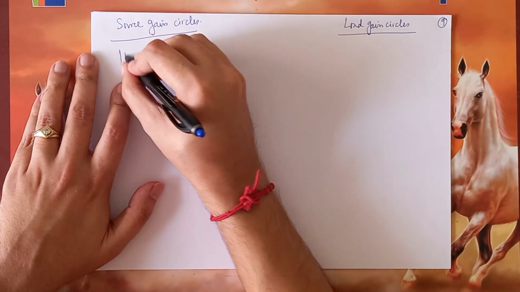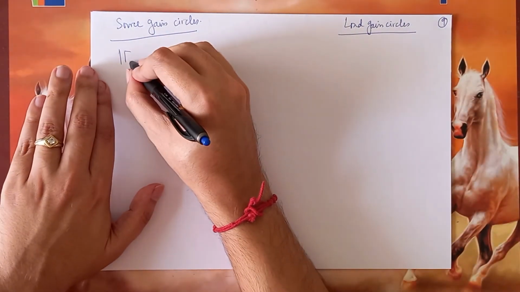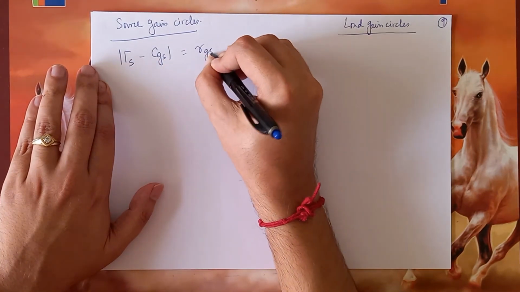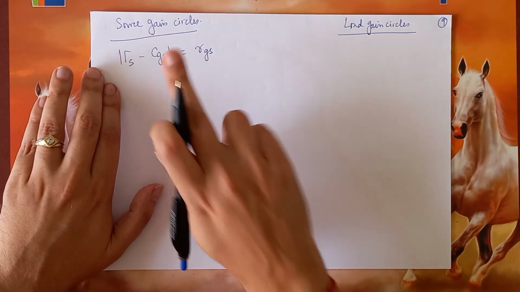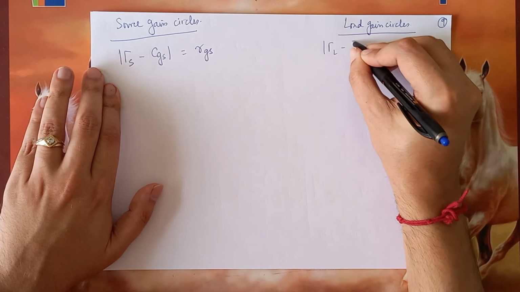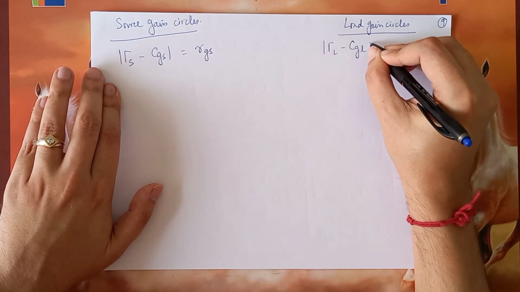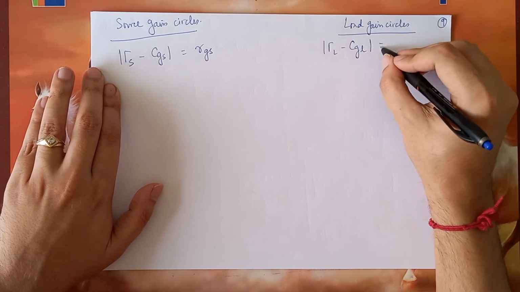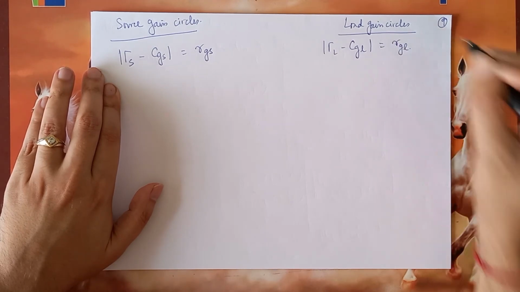So the first equation is Γ_S − C_GS = R_GS. Do not confuse this with gate-to-source capacitance, that is a different thing. This is Γ_L − C_GL is equal to R_GL.